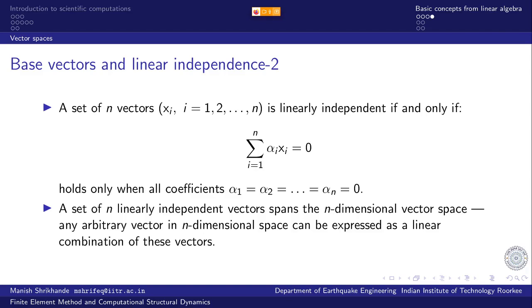So orthogonality is a much stronger condition. A set of orthogonal vectors is of course going to be linearly independent, but not all linearly independent vectors are going to be orthogonal, right? So orthogonality is contained in this definition, but we do not need orthogonality.